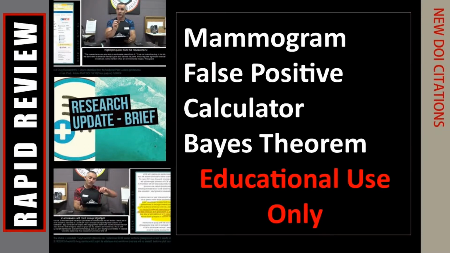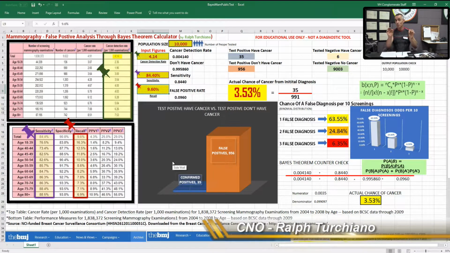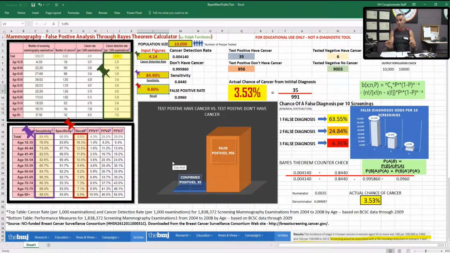What I made here was a simple calculator to be used for educational use only, not as a diagnostic tool. But we use something called Bayes' theorem to determine the actual chance of an individual having breast cancer after an initial diagnosis. So this includes the false positives. Let's get right into the calculator so you can understand exactly how it works.